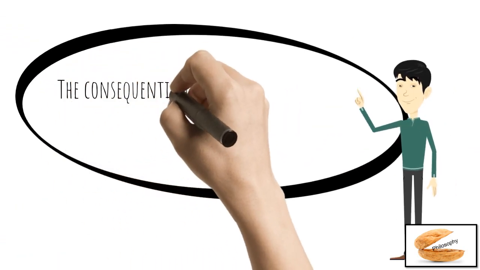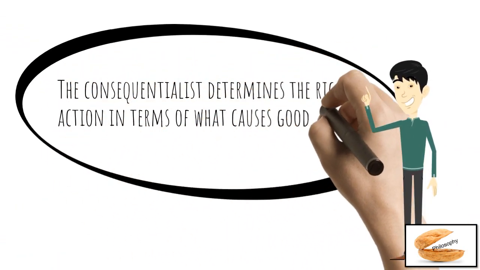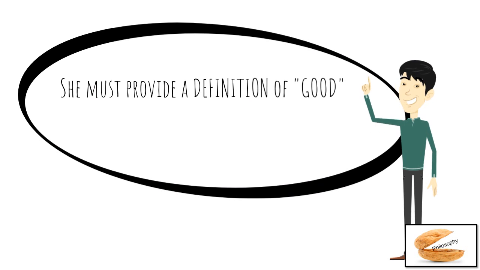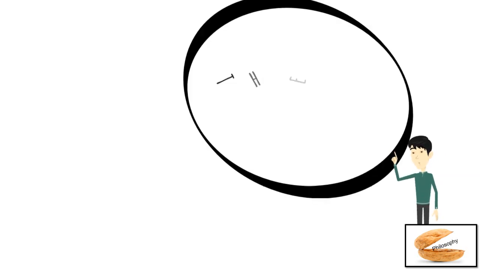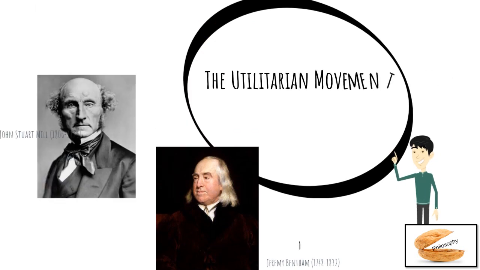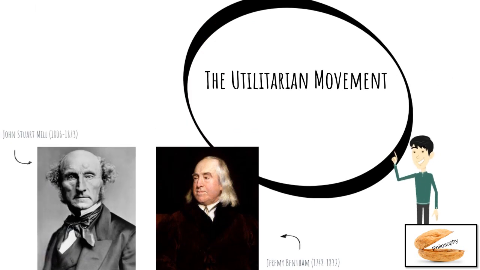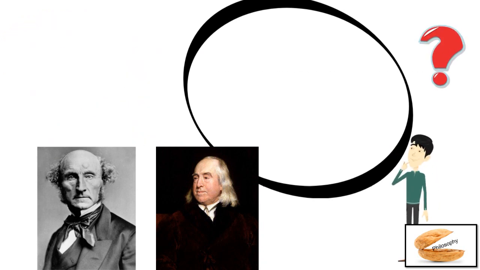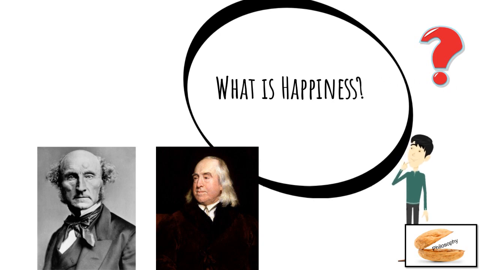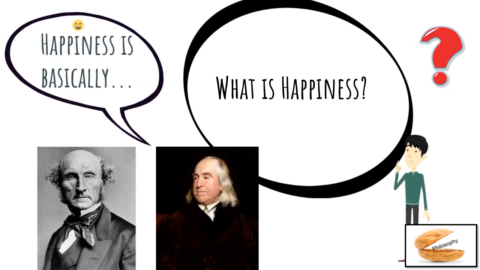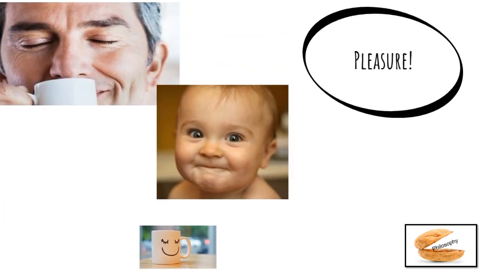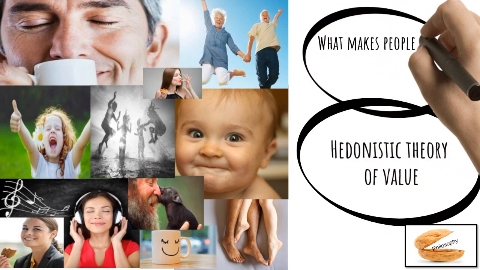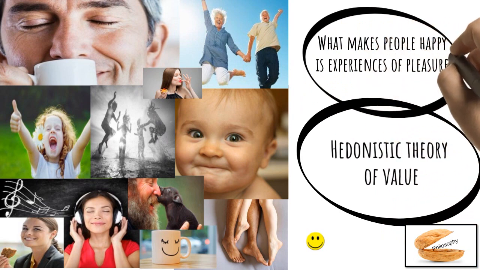Since the consequentialist determines the right action in terms of what causes good to people, she must provide a definition of good. Consequentialists define the good in different ways. The great consequentialists of the utilitarian movement, Jeremy Bentham and John Stuart Mill, famously define value in terms of human happiness and what can be utilized to promote happiness. But what is happiness then? According to Bentham and Mill, when all is said and done, happiness is basically pleasure. This is called a hedonistic theory of value and the good. What ultimately makes any person happy is the experience of various kinds of pleasure.